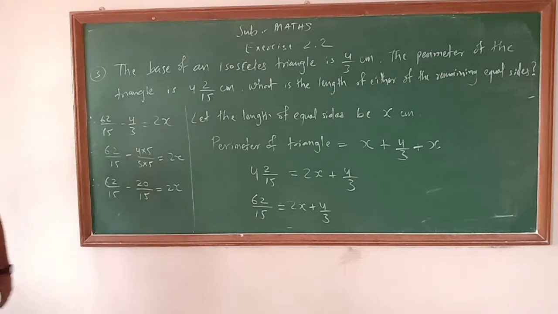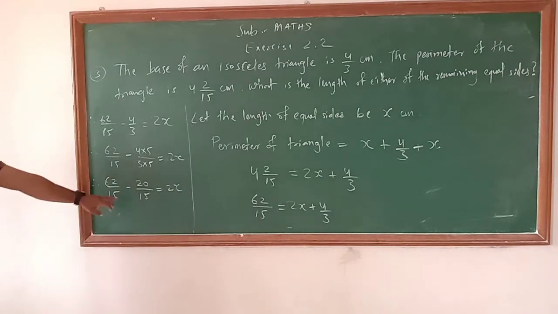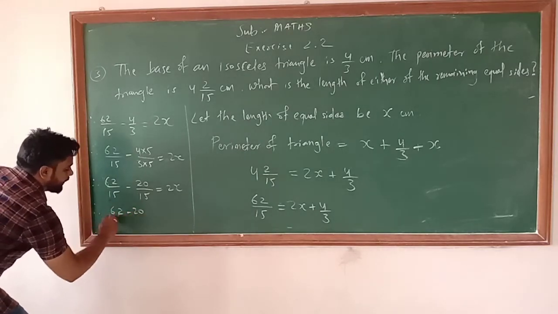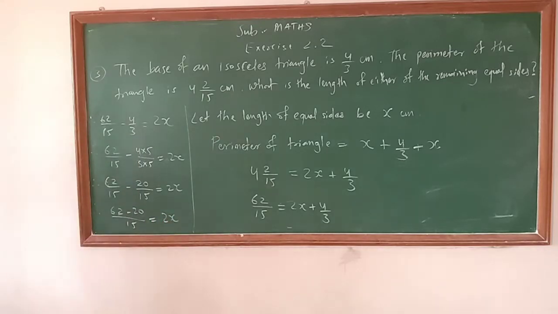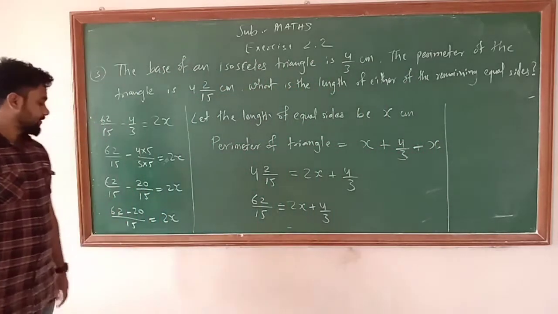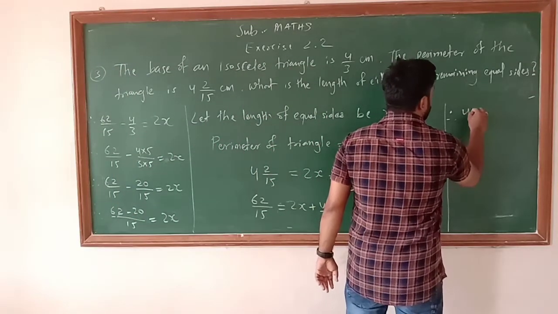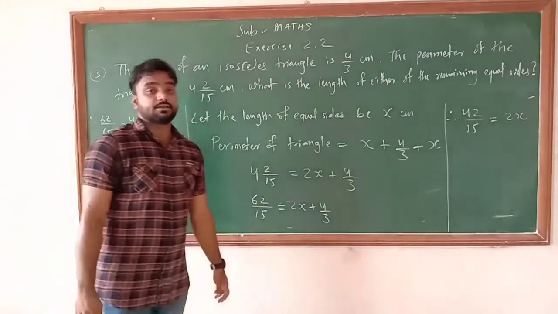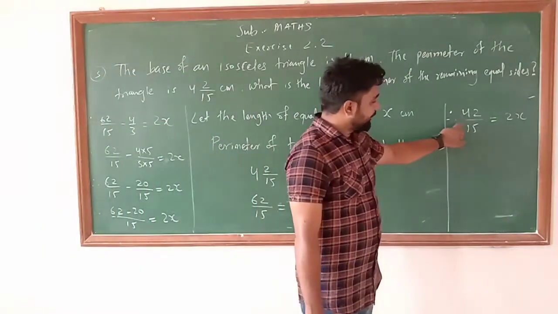Both have the same denominator, which we also call like decimals. So it is easier for you to do the simplification. Subtraction will be easy. So therefore 62 minus 20 over 15 is equal to how much? 2x. Now doing the furthermore simplification, 62 minus 20 is equal to how much? 42. So therefore 42/15 is equal to how much? 2x. Understand or not?